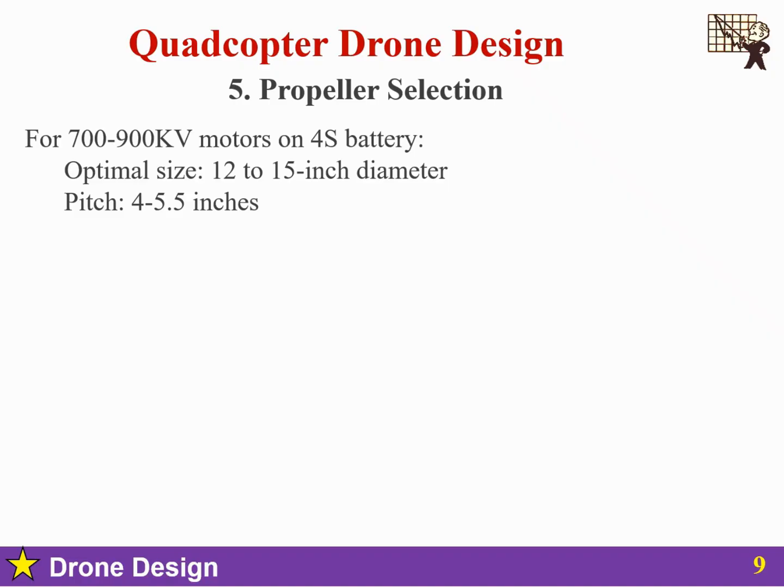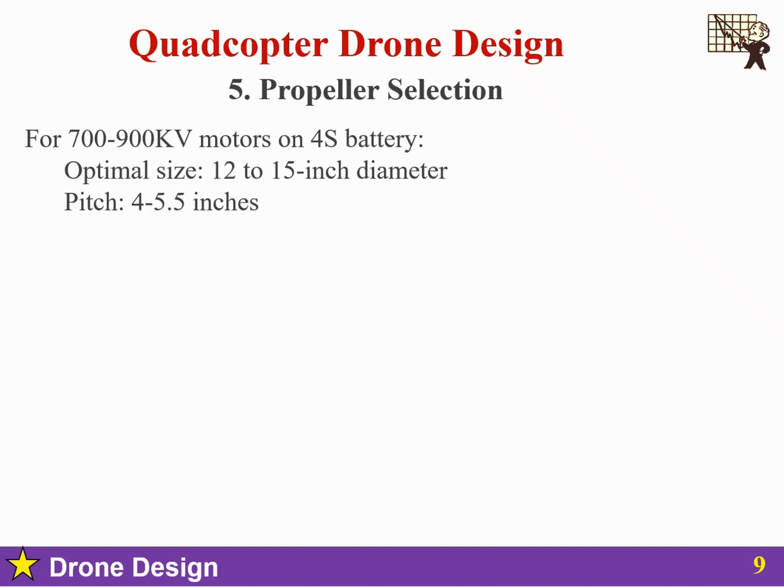So propeller selection changes dramatically as we scale up to 3 kg systems. We are now in the realm of large efficient propellers that operate at lower RPM. For 700 to 900 kilowatt motors on 4S battery, optimal propeller size is 15" in diameter with 4 to 5" of pitch. This is a massive change from the 6 to 8" propellers that we used on the 1 kg drone.